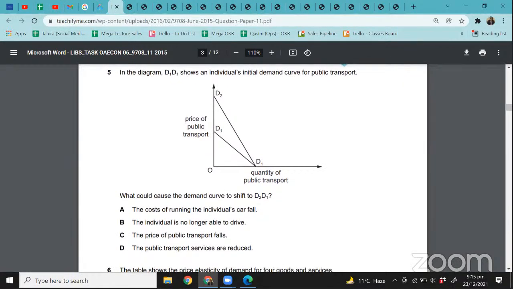In the diagram, great. So in the diagram, what's the question saying? In the diagram, D1 shows the individual initial demand curve for public transport. What could cause the demand curve to shift to D2, right? So what would cause the demand to shift to D2? Price of public transport, quantity of public transport. The cost of running the individual car fell.